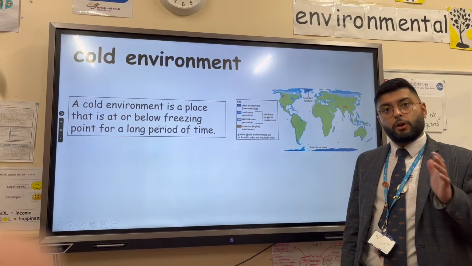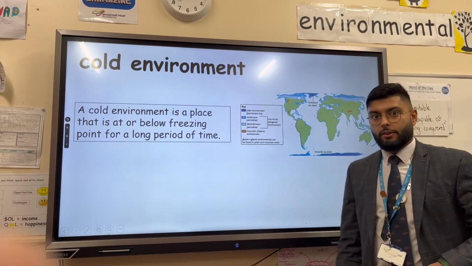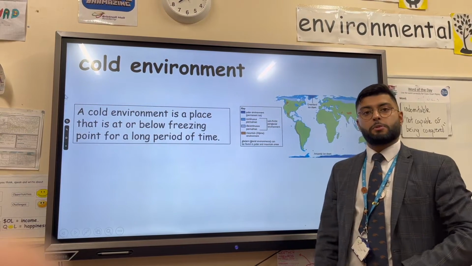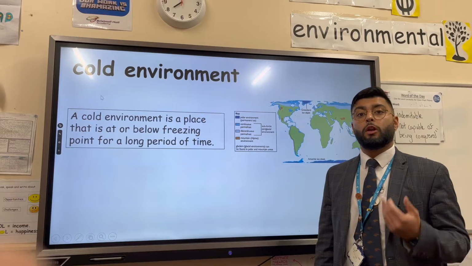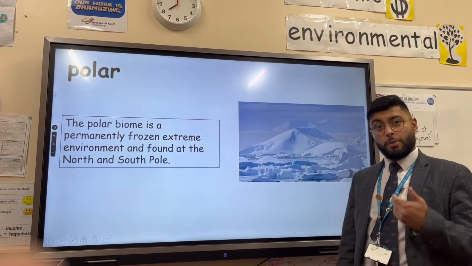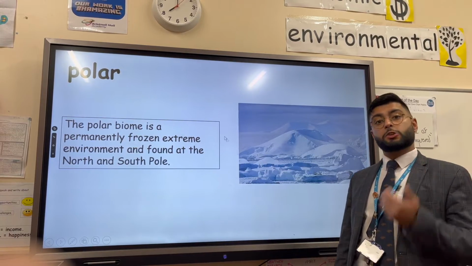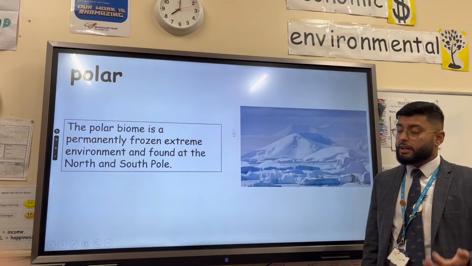So let's start off with a cold environment. So a cold environment, generally located in the extreme north of the globe, are areas that are at or below 0 degrees Celsius for long periods of time. The polar biome is a frozen extreme environment. So as you can see, usually covered in ice because it is extremely cold.